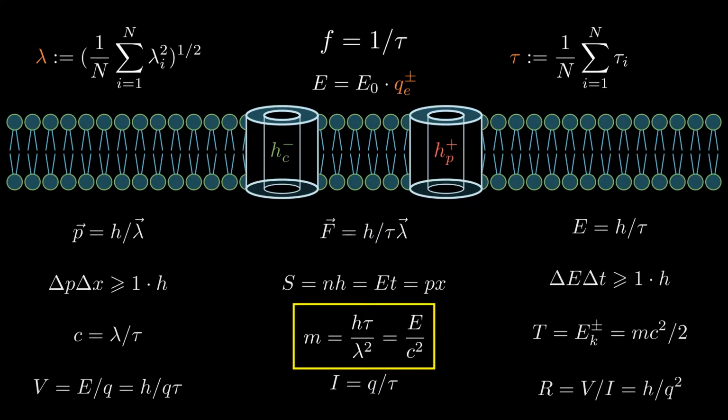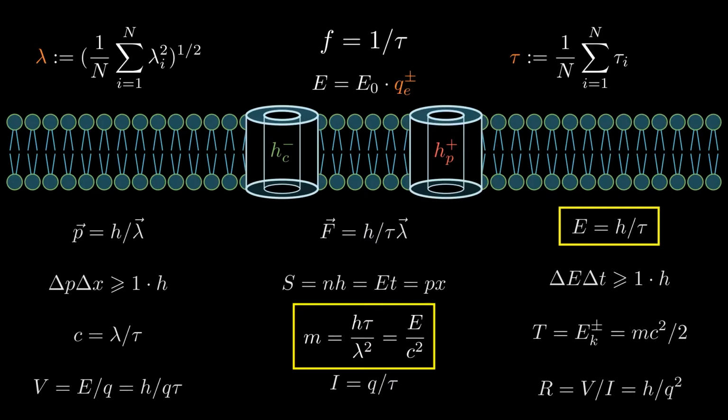Let's take a look at the definition of mass. The unit mass m is defined as the product of the unit action h and the unit time tau divided by the mean squared displacement, lambda squared. Lambda squared, the product of two vectors, is scalar. As a result, the mass m is a scalar, just like the energy E.